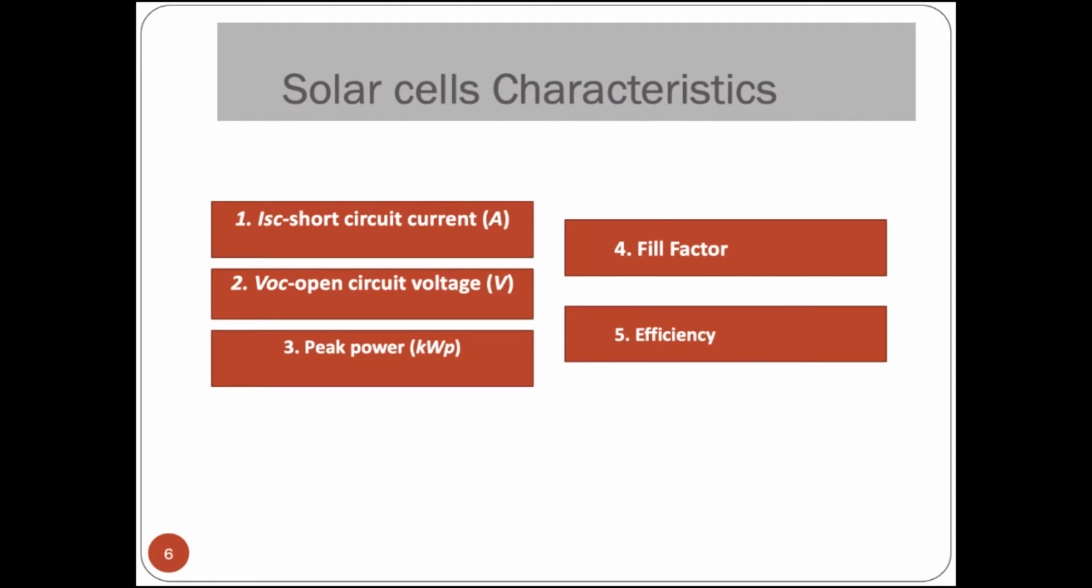Now I'm going to discuss about the solar cell characteristics, which are short circuit current, open circuit voltage, peak power, fill factor and efficiency. The five factors that I have mentioned here give the ratings of a solar module to design a power plant and performances.